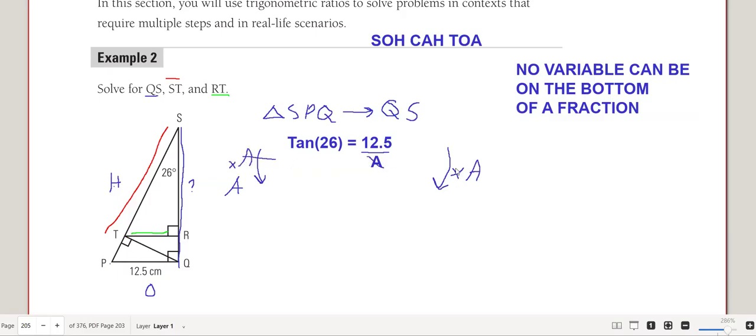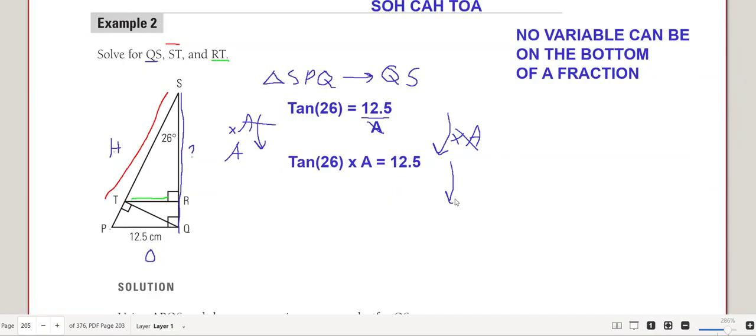These cancel out, and I'm left with tangent of 26 times A is equal to 12.5. Yay, I'm done. I've solved it. No, I don't care what tangent of 26A is. I care what A is. So now I need to get A by itself, right? So how do I do that?